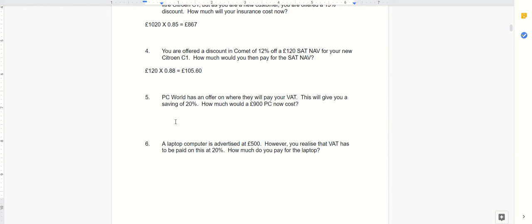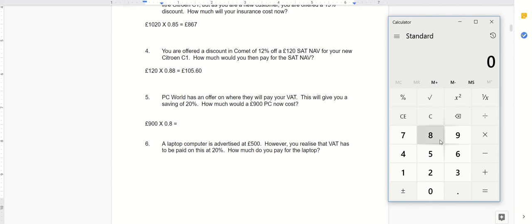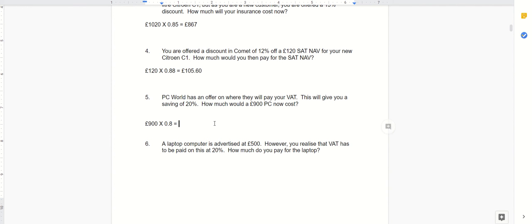Right, so we're going to do this one now. 900 multiplied by 0.8, because remember we want 80% of the original cost, because we're taking 20% off. So 900 multiplied by 0.8 equals 720.